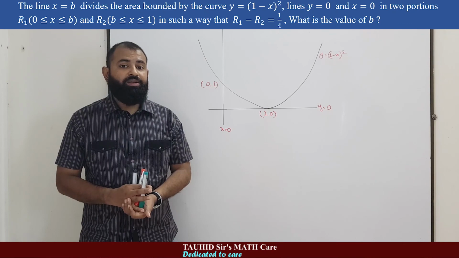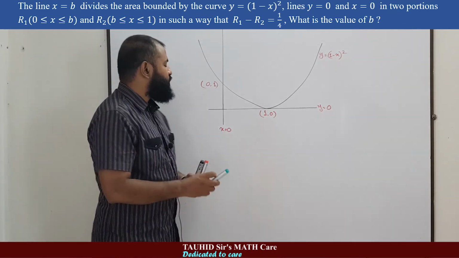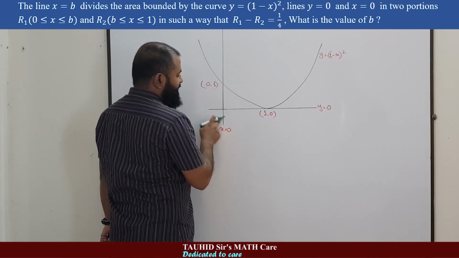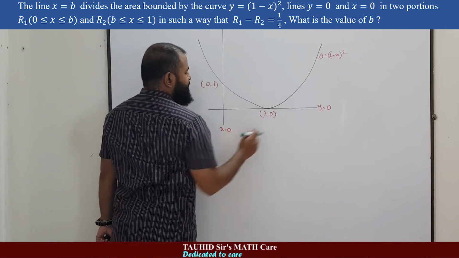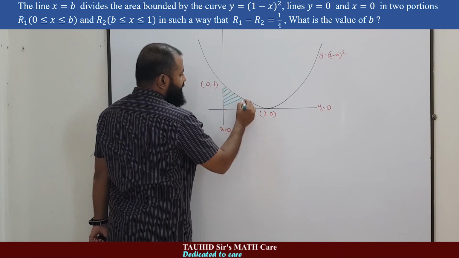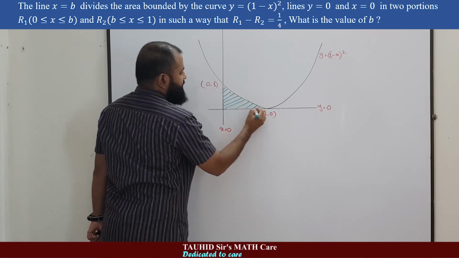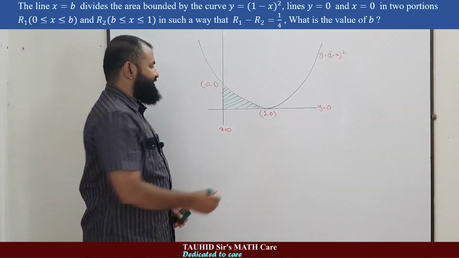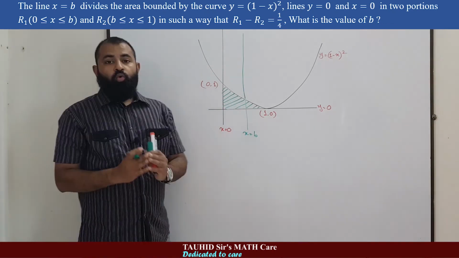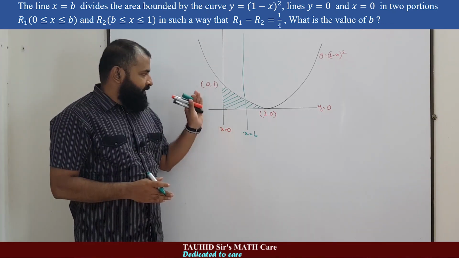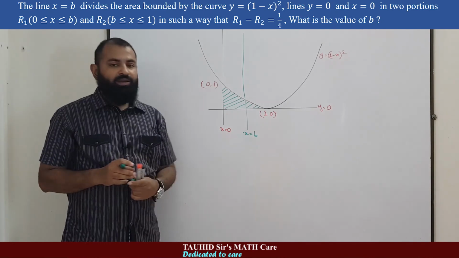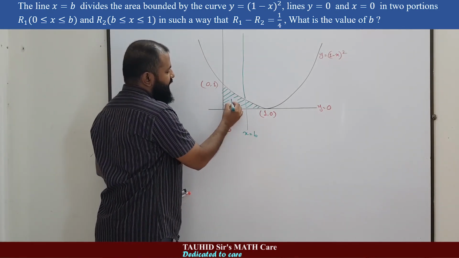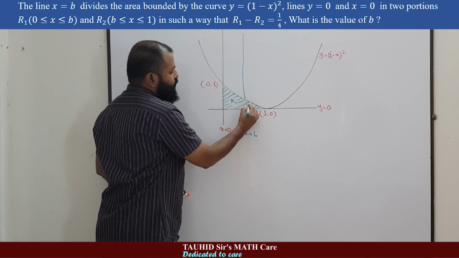Next, what region are we told about? We are told about the region which is bounded by this curve, x equal to 0 line, that means y-axis, and y equal to 0 line, that means x-axis. That means we are described this region, and we are informed about a straight line which is x equal to b, which is parallel to y-axis. What does this line do? It divides this region in two portions, r1 and r2.